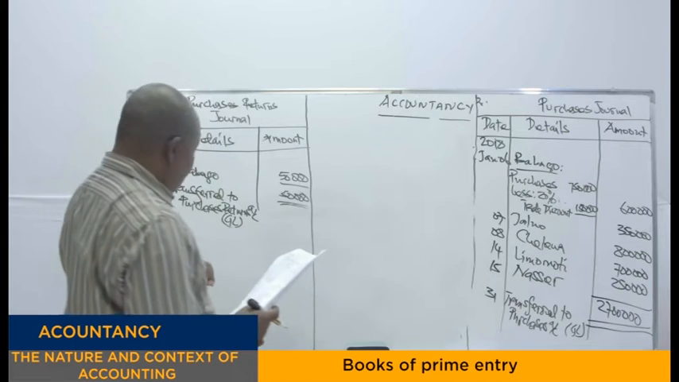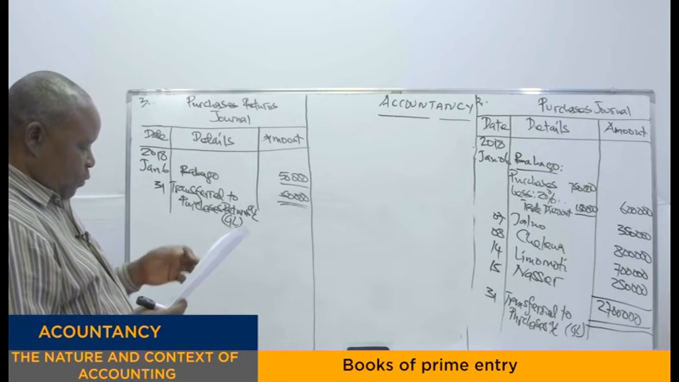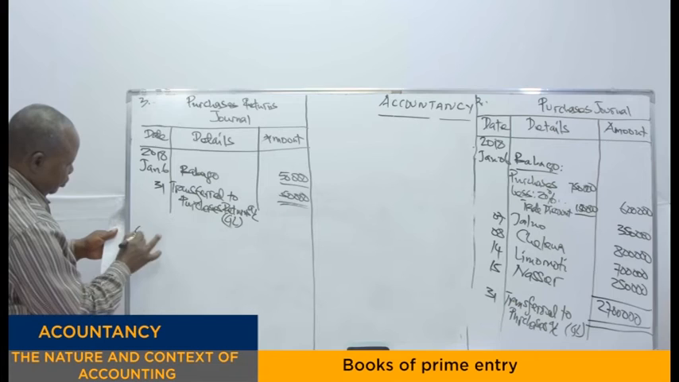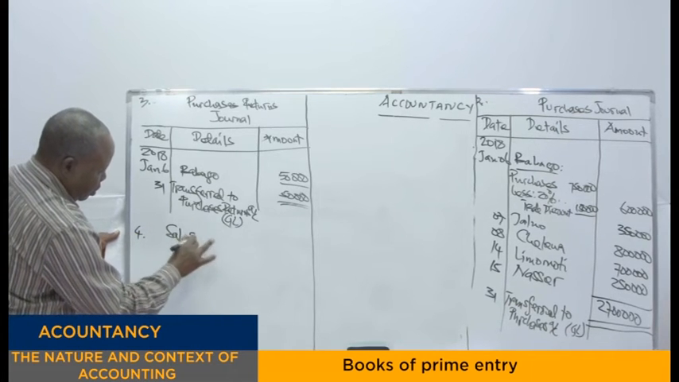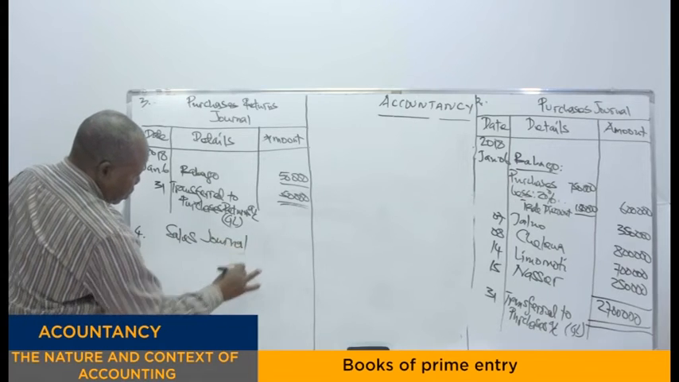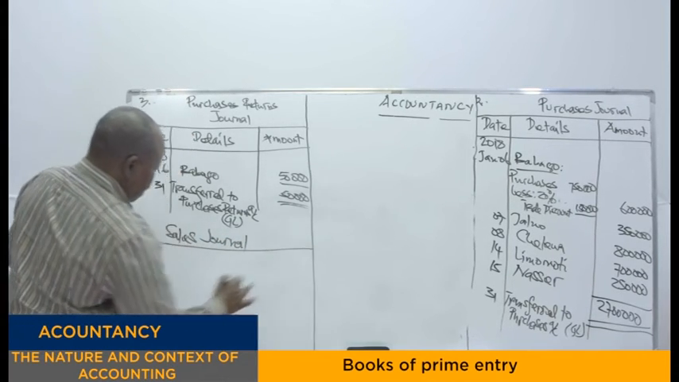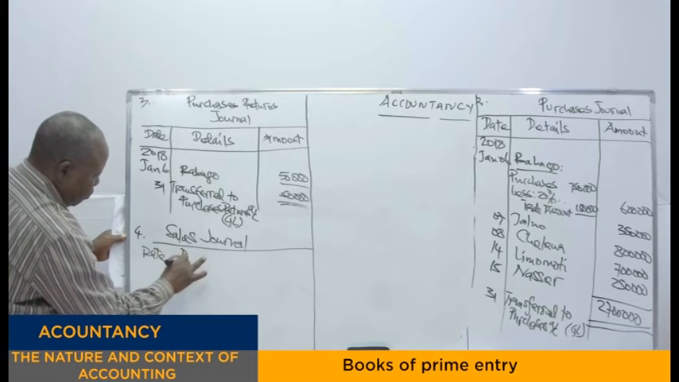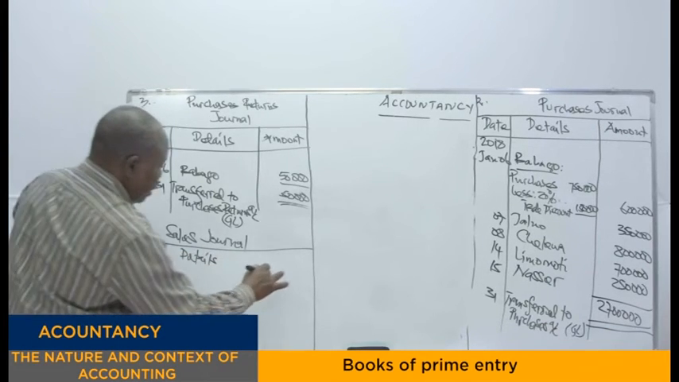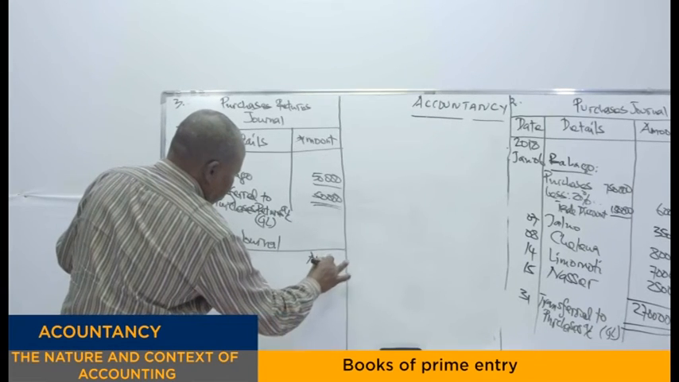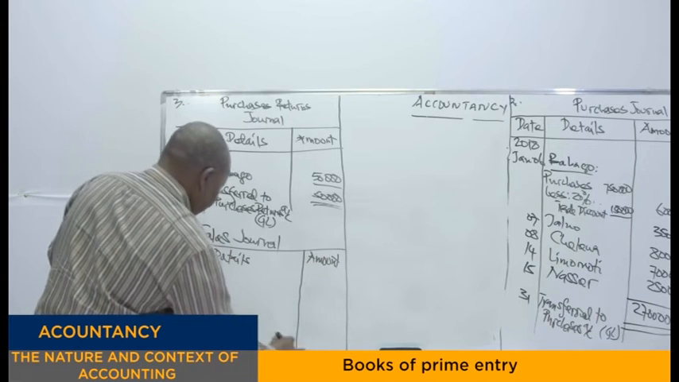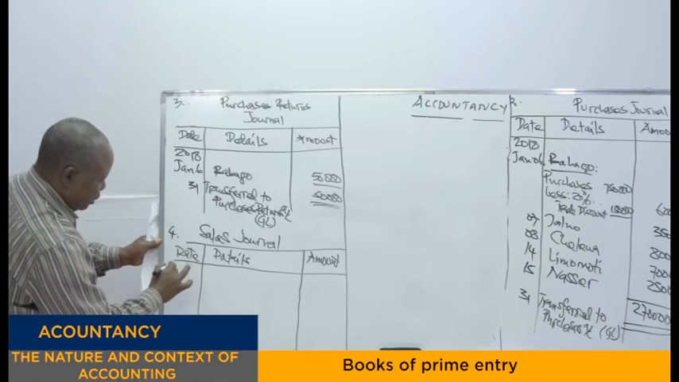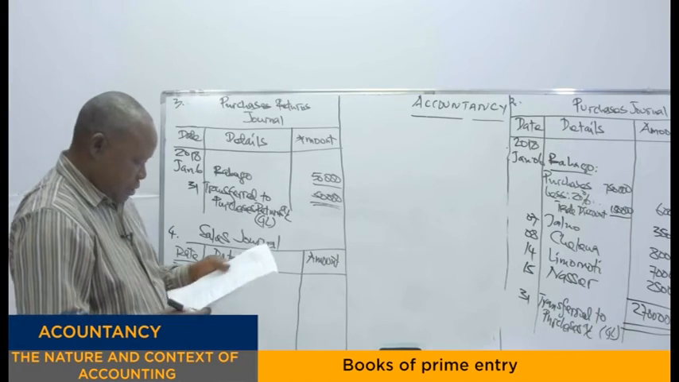The fourth one is a sales journal. Of course, the sales journal, this is number four. Okay, we'll have the same columns for date, details, and amount. Our year is the same, that is 2018.